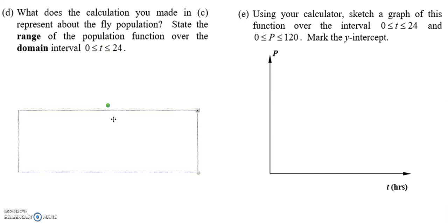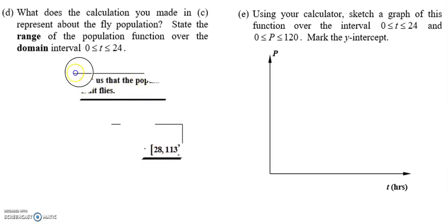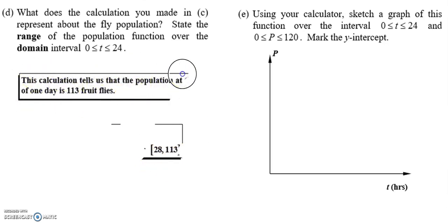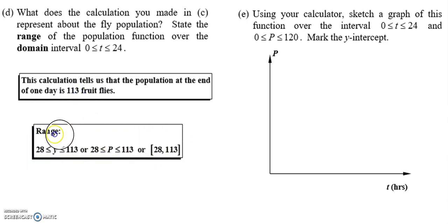Alright, how'd you do? Well, let me see. There it is. I knew it was in here somewhere. Alright, so first part, this calculation tells us the population at the end of 1 day, because remember we put in 24 for the time, which would be 24 hours or 1 day. So it grew to 113 flies in 1 day. And then here is for the range.